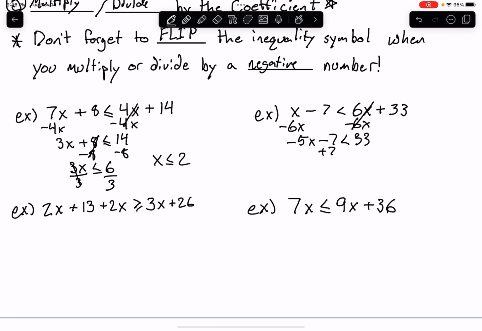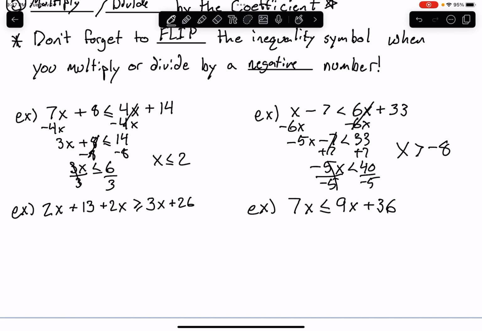We're going to add 7, and negative 5 times x is less than 40. Divide by negative 5, and x is, flip the symbol, I divided by a negative, greater than negative 8. 40 divided by 5 is negative 8. And I flip that symbol. So x greater than negative 8 is our answer for this guy. Anything bigger than negative 8 will make this inequality statement true.